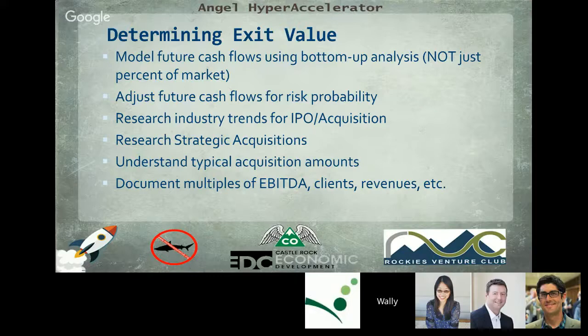We adjust future cash flows. Then we do a lot of research on who's acquiring whom and what the sweet spots are. Are they acquiring for 30 million, 100 million, 200 million? And then we look at the multiples. And then we look at who the potential acquirers are. So we do all of these things together to come up with those exit values. So next slide.